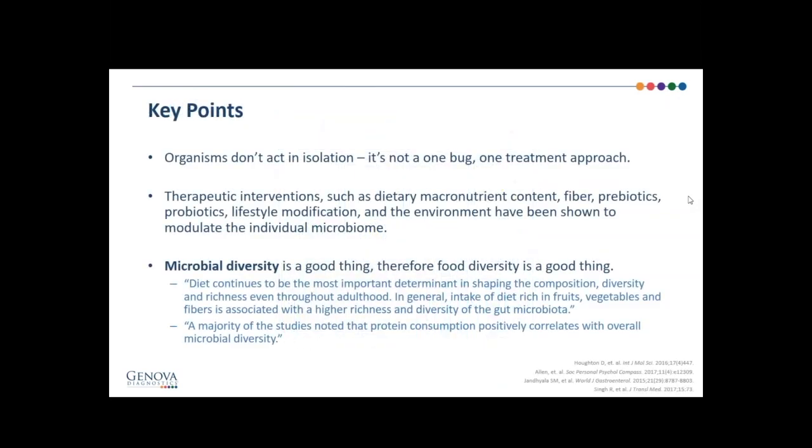Some final key points here. Organisms don't act in isolation. It's not a one bug, one treatment approach. If you recommend an intervention for one bug, it probably won't just influence that one bug. We don't really know the greater impact it's going to have on each of the other organisms. Is it good? Is it bad? We don't necessarily know that.